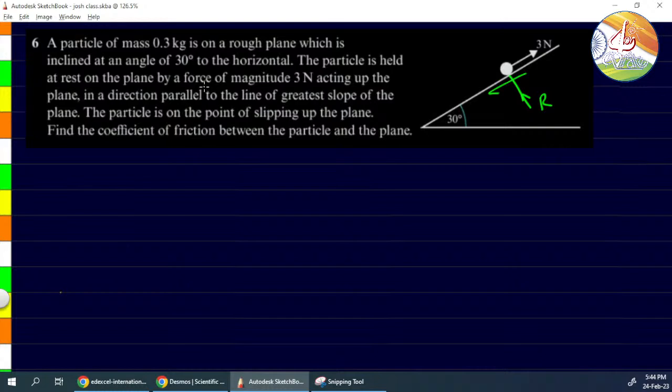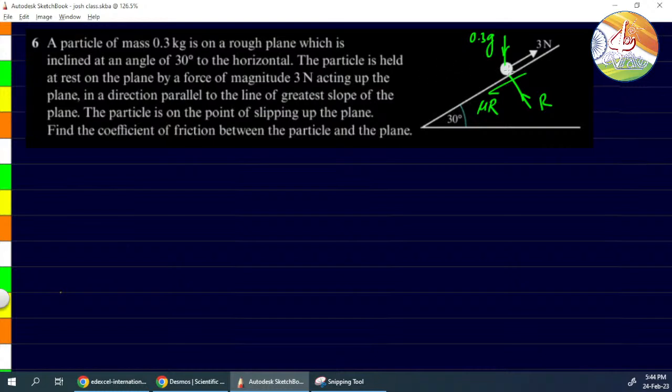Friction value, is it given? We have to find it. No, sir. We have to find the value of friction. So let's write it as mu R. Then there is a downward force. How much is the downward force? 0.3 g, correct? Yes. 0.3 g is acting downwards.